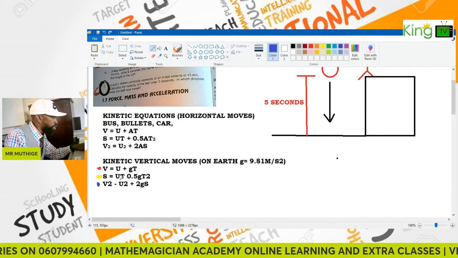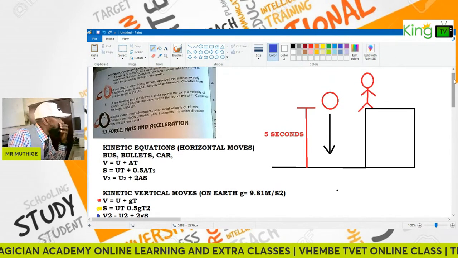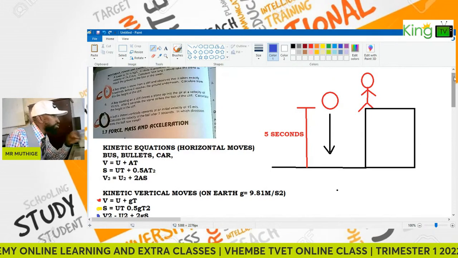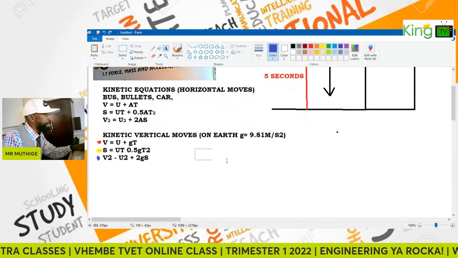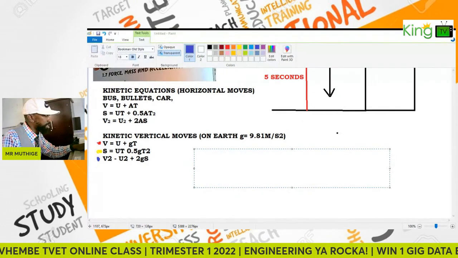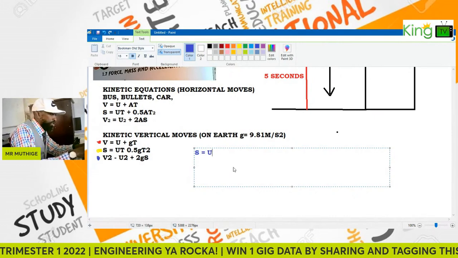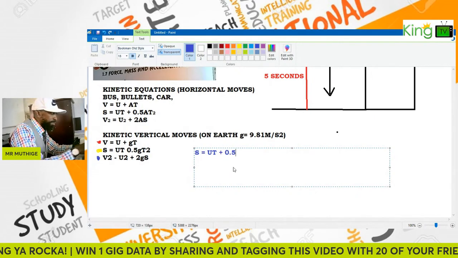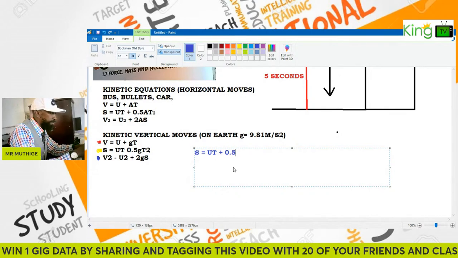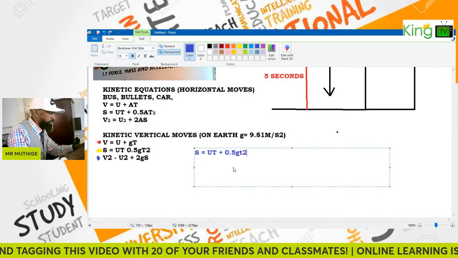So what did they want to find out? The height. Calculate from this the height of the cliff, okay? So if I'm employing this one, what does that tell me? S is ut plus half at squared, at to the power 2.